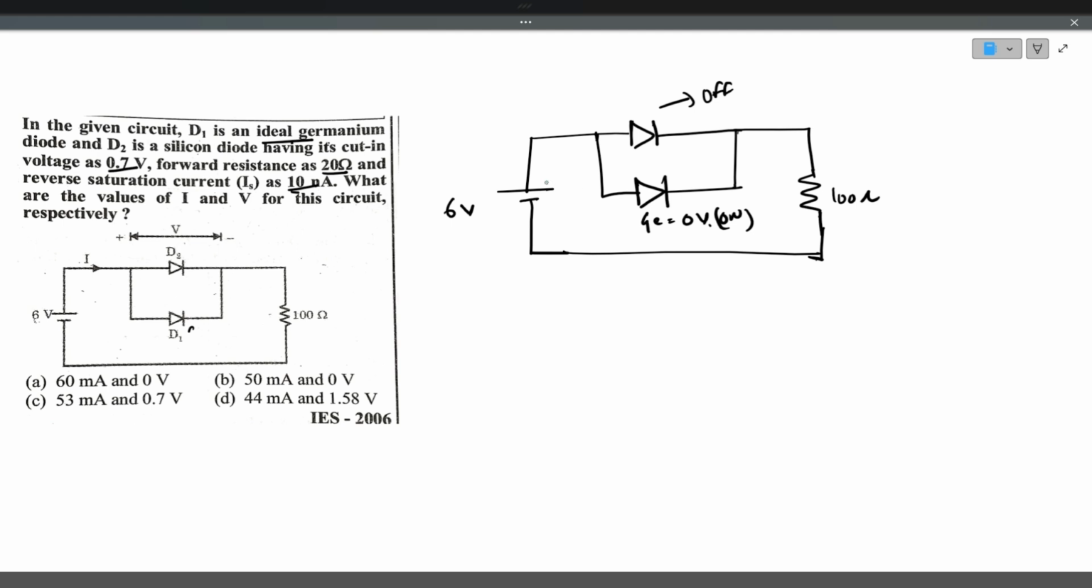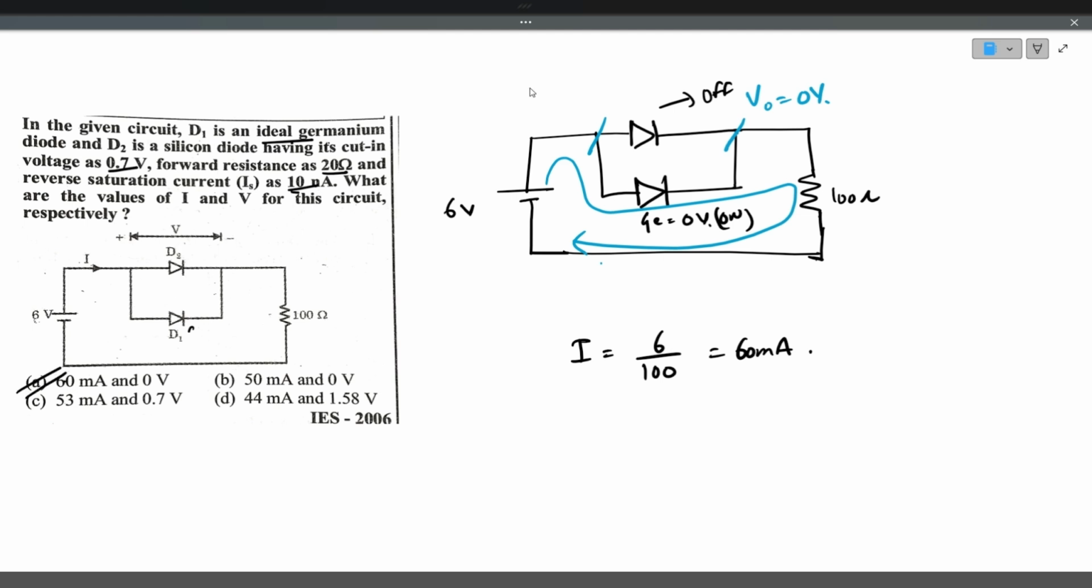So current flows like this through the germanium diode. So the voltage across this particular branch is 0 volts. So output voltage is 0 volts and current flowing I is equals to 6 divided by 100, that is 60 milliamps. So answer is option A. Hope you understood this session, the problems.